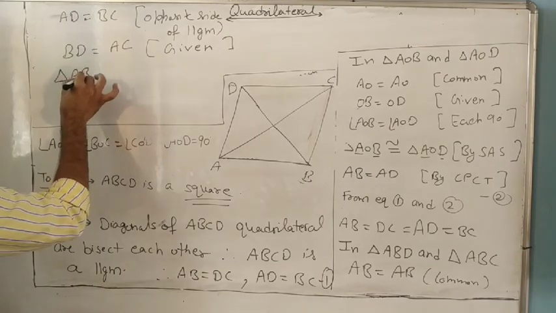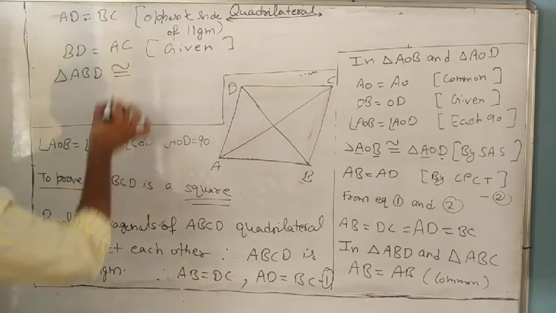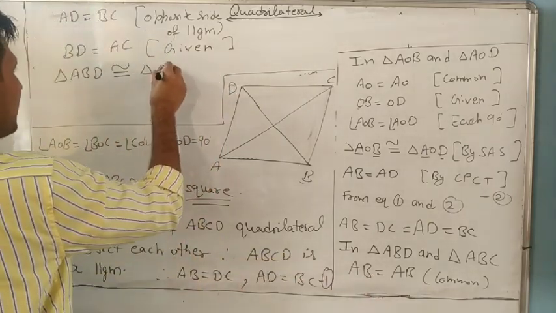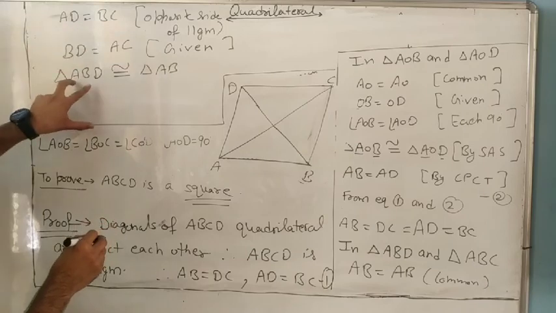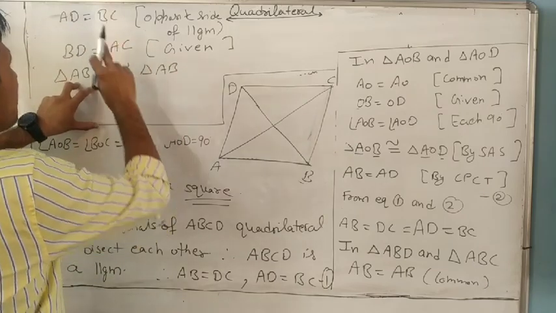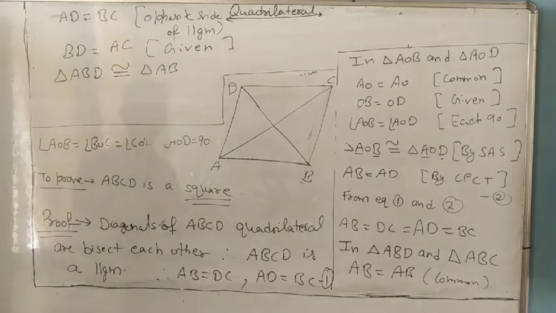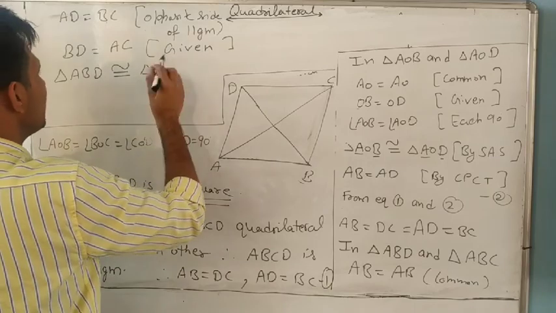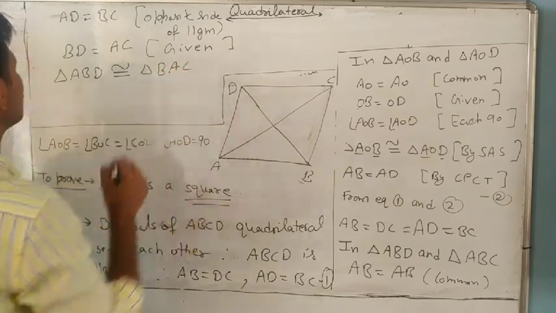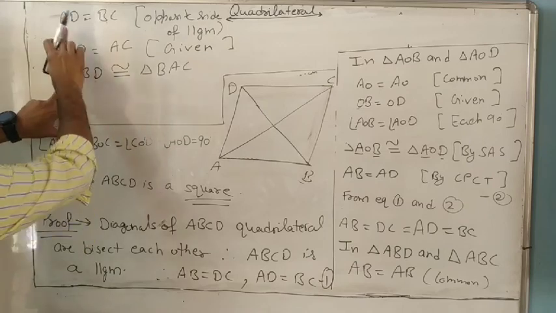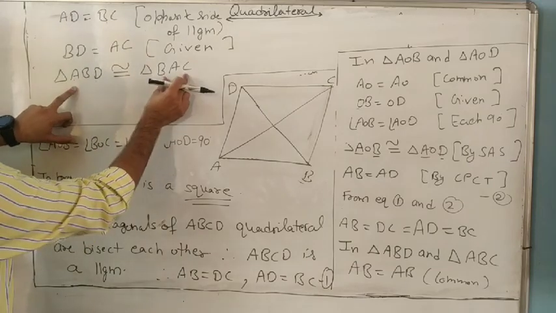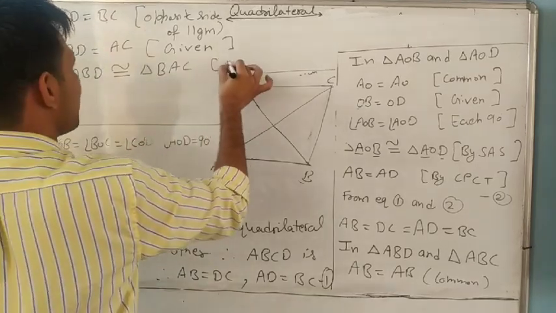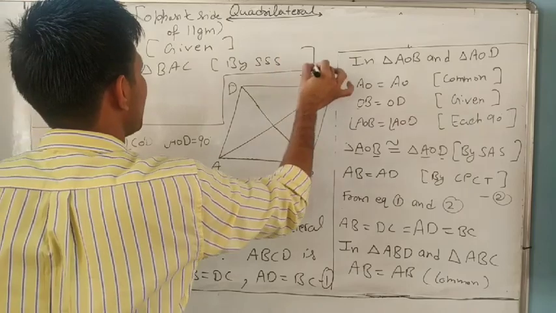So triangle ABD is congruent to, always write in order, A and D first, then B and C last, and next BD and AC. So it should be triangle BAC. Now you can check it. A and D first and last, B and C first and last, BD and AC last two. So these are congruent by side criteria.